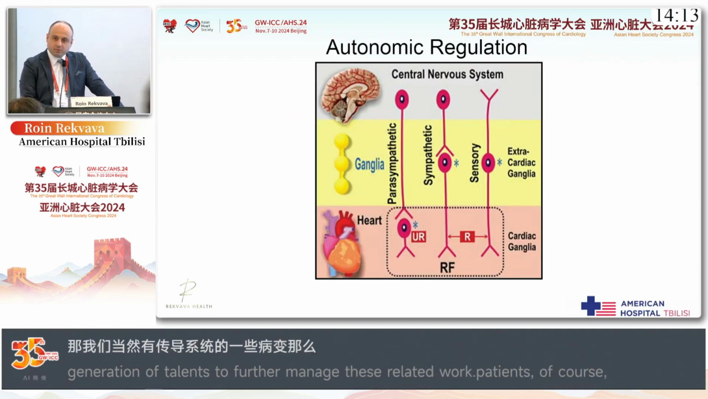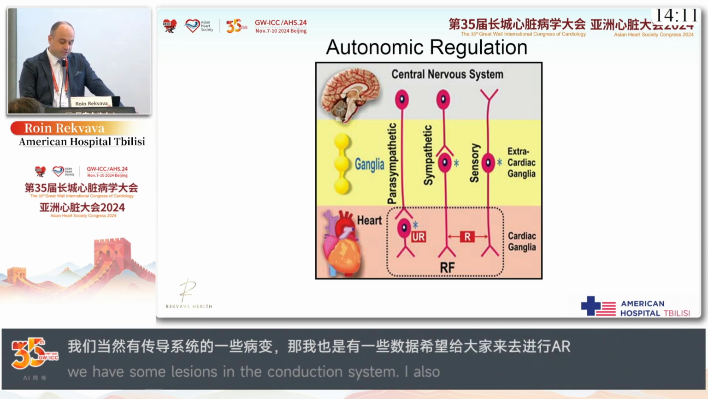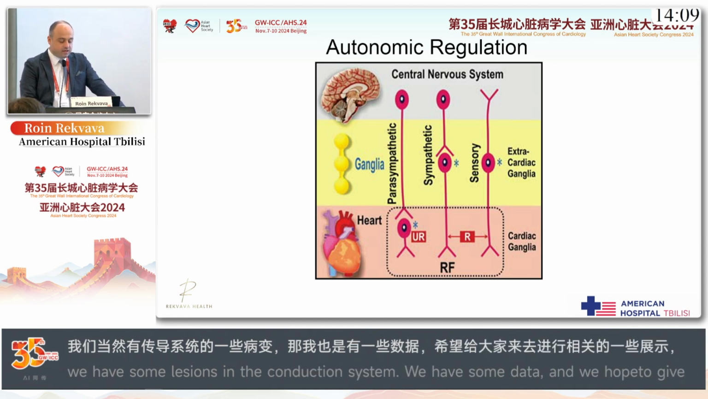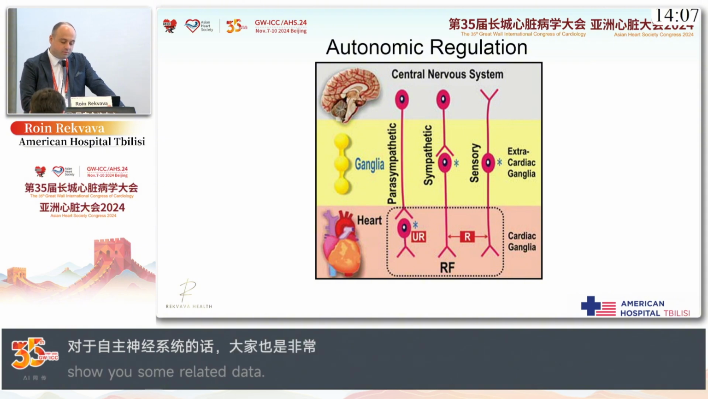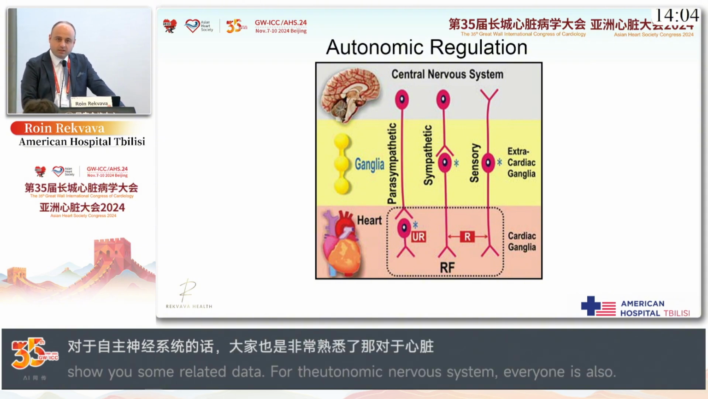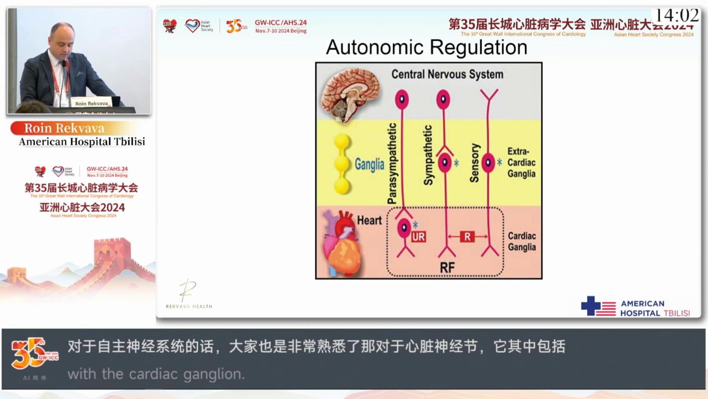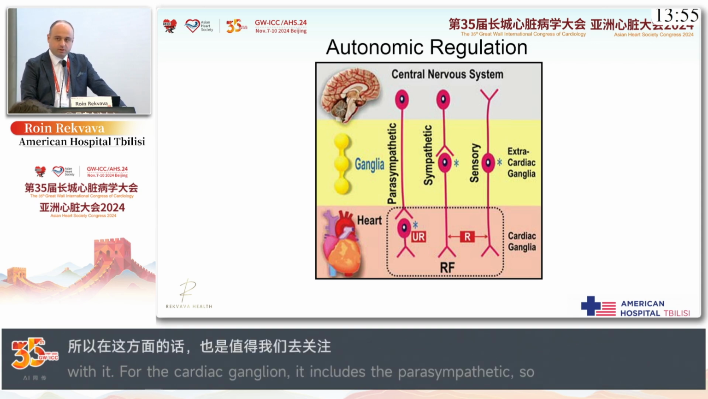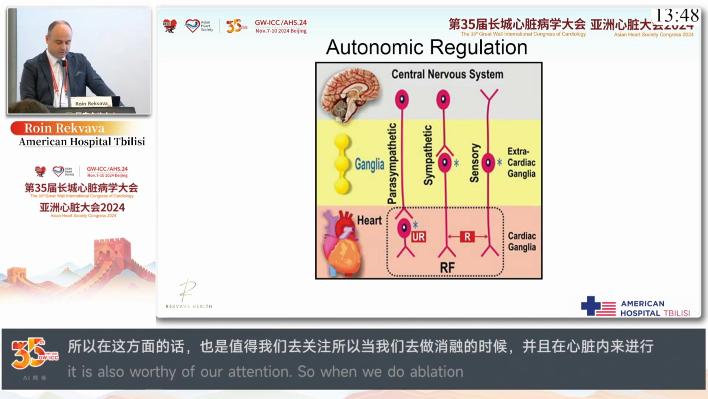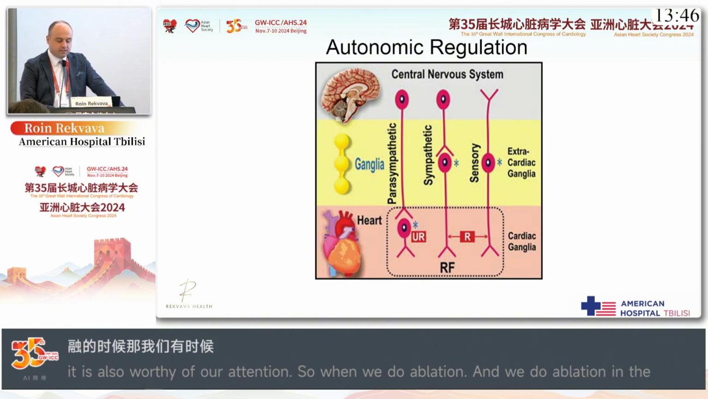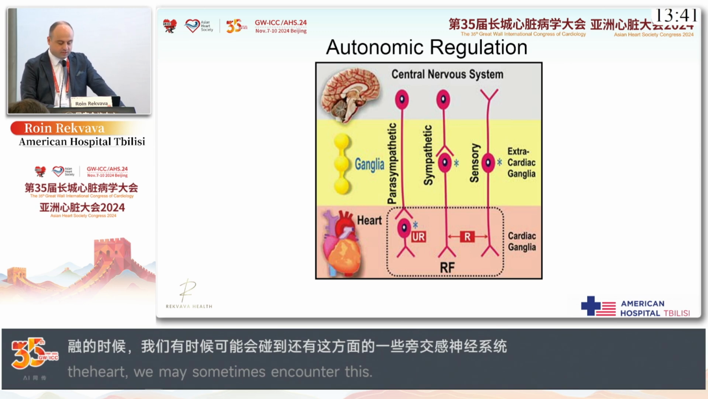So the autonomic nervous system, you know better than me, but the cardiac ganglia include more parasympathetic. So intramurally, we have more parasympathetic innervation. That's why when we do cardioneuroablation and ablate inside the heart, we are just touching the parasympathetic nervous system, and for us it's the parasympathization of the heart.